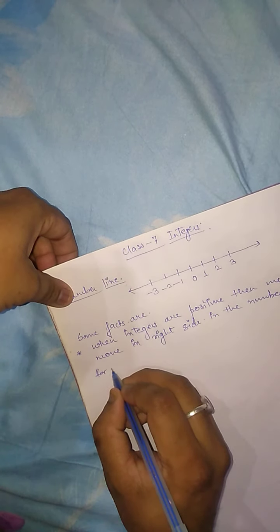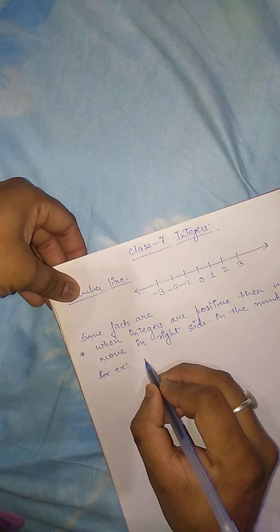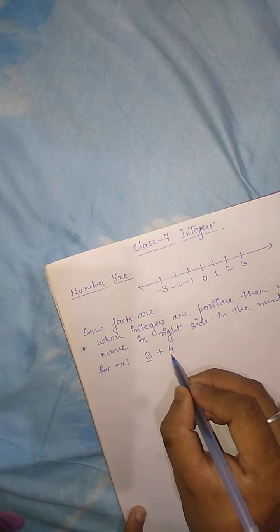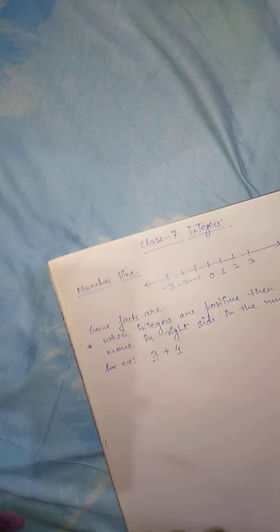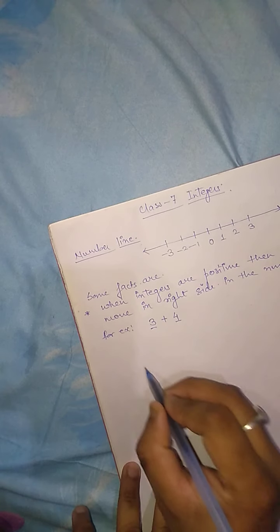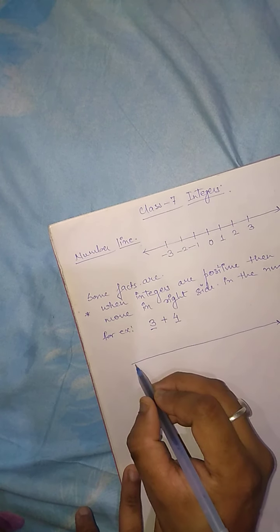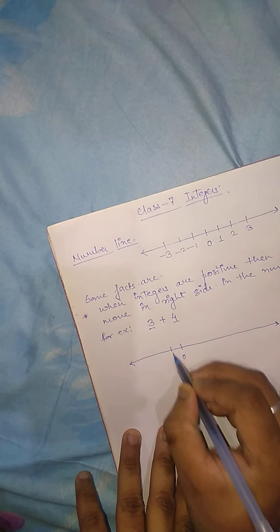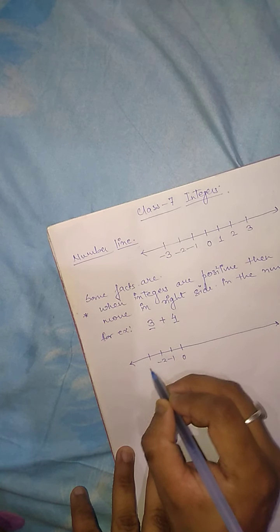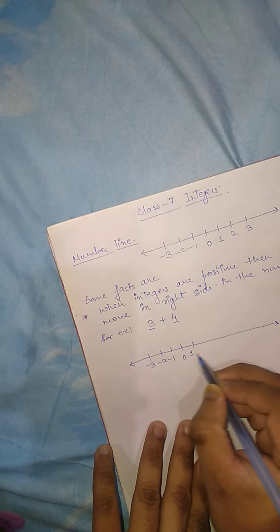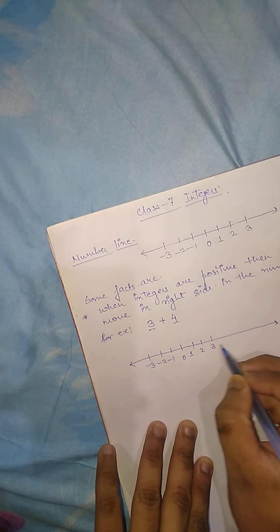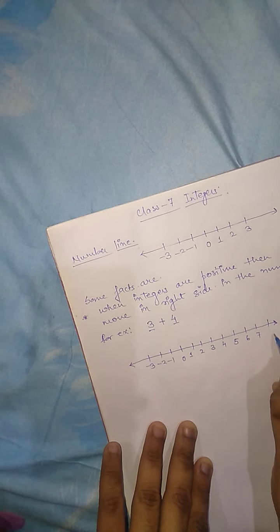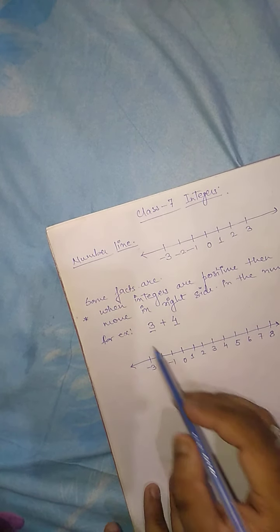For example, suppose 3 plus 4. Here both integers are what? Positive integers. Now we have to add using the number line. So we draw the number line first. 0, minus 1, minus 2, minus 3, 1, 2, 3, 4, 5, 6, 7, 8. Now here both are positive integers.